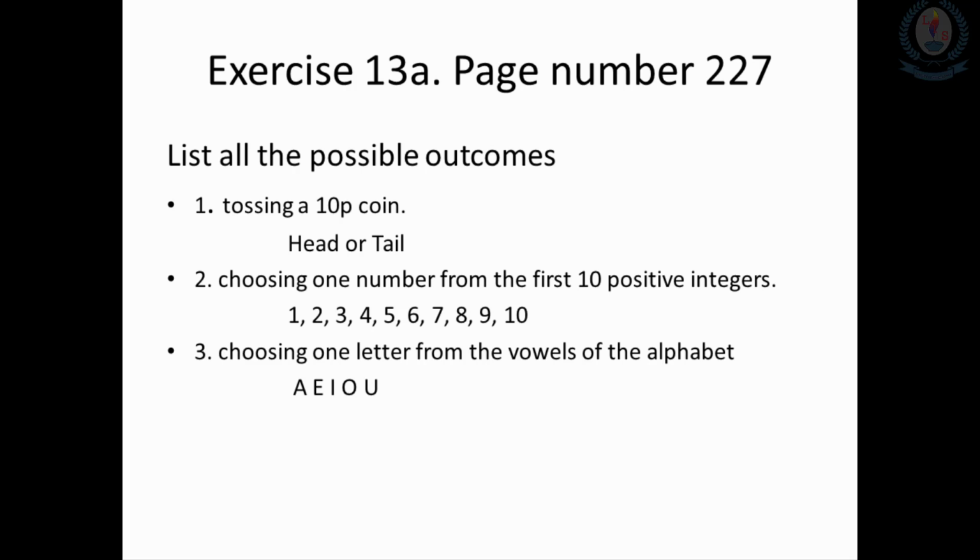Alright. Choosing one letter from the vowels of the alphabet. This is the 8th question in your textbook. We are going to choose one letter from the vowels of the alphabet. How many vowels are there in the alphabet? There are only 5: A, E, I, O, U. So if you are listing them all as the possible outcomes, we list A, E, I, O, U.